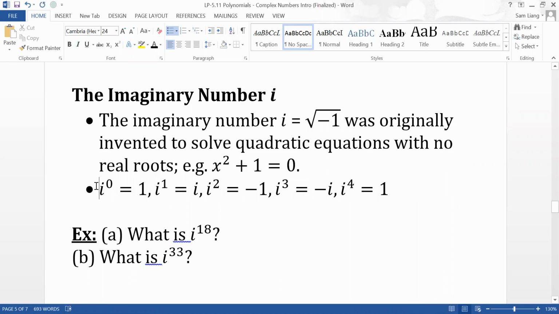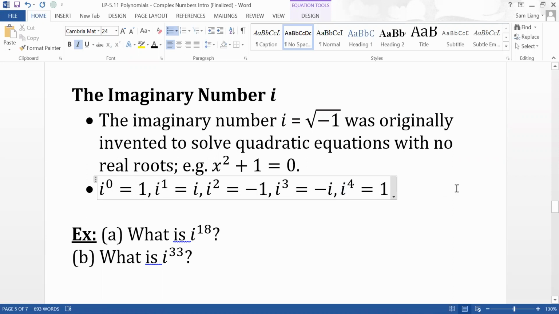And just some follow-up rules regarding the imaginary number i. i to the 0 is 1. i to the first is just i. i squared is -1, and that makes sense because you're squaring the square root of -1, which is -1. i cubed is -i, which also makes sense because i squared is -1, and then -1 times another i is -i. i to the fourth is equal to 1, and you can see that as i squared times i squared, which is -1 times -1, which is 1.